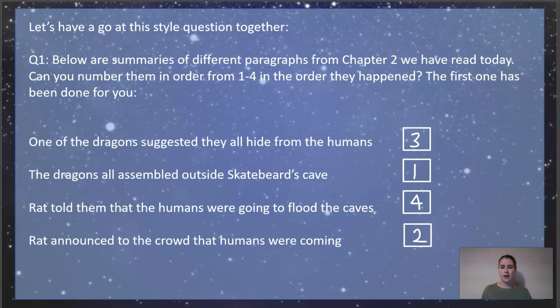So if I now check that in order, number 1, the dragons all assembled outside Slatebeard's cave. Number 2, Rat announced to the crowd that humans were coming. Number 3, one of the dragons suggested they all hide from humans. And number 4, Rat then told them that the humans were going to flood the caves. Now I can check that by reading my 2 pages to double check that that is indeed the correct order that they come in.